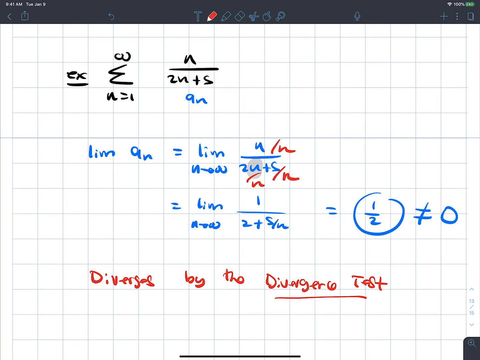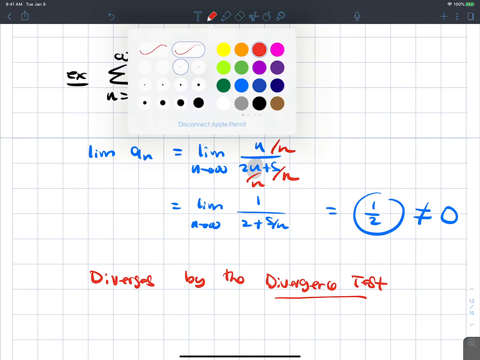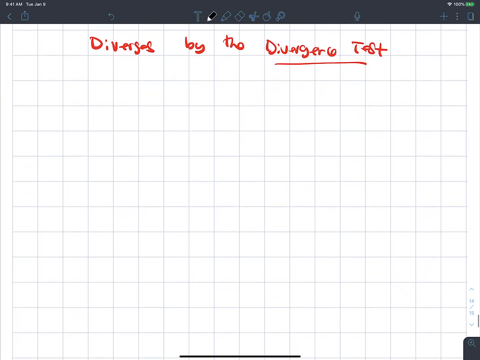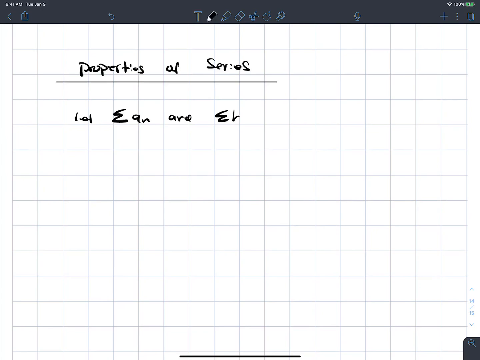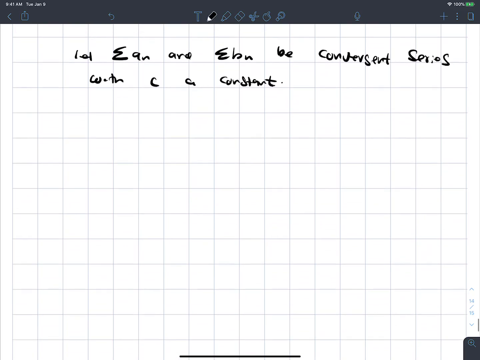And I want to say to you guys, this is a very important fact. Another thing I didn't get to, what I really wanted to say to you, is that we have some properties of series here, so I want to give them to you now. Some properties of series, because they're in some homework questions. Here's how it starts. Let the sum of a_n and the sum of b_n be some convergent series, with c a constant.